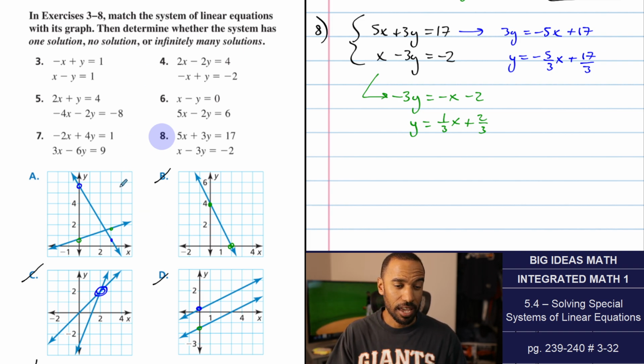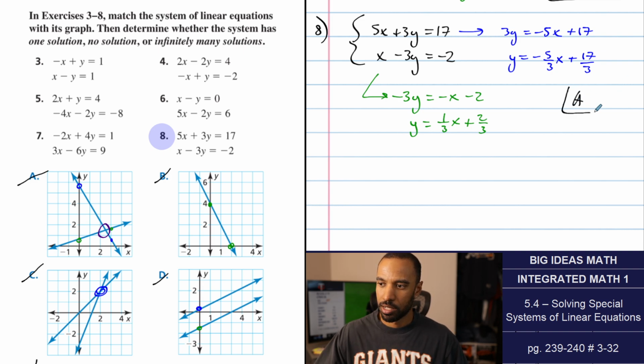Now, where they intersect, I have no idea. I'd probably have to use a different method for that. But there's only one solution there. So this is option A. This is option A. You can tell with the different slopes already, but one solution.